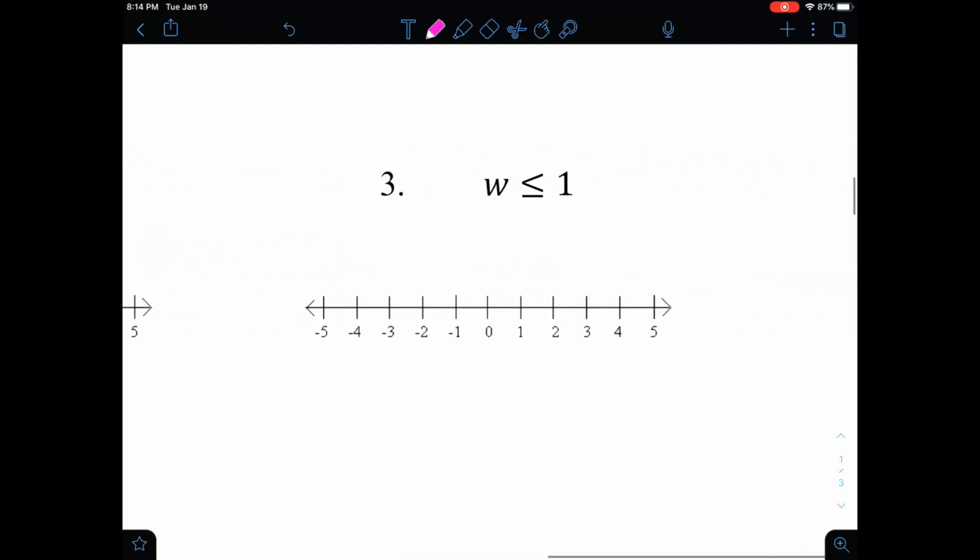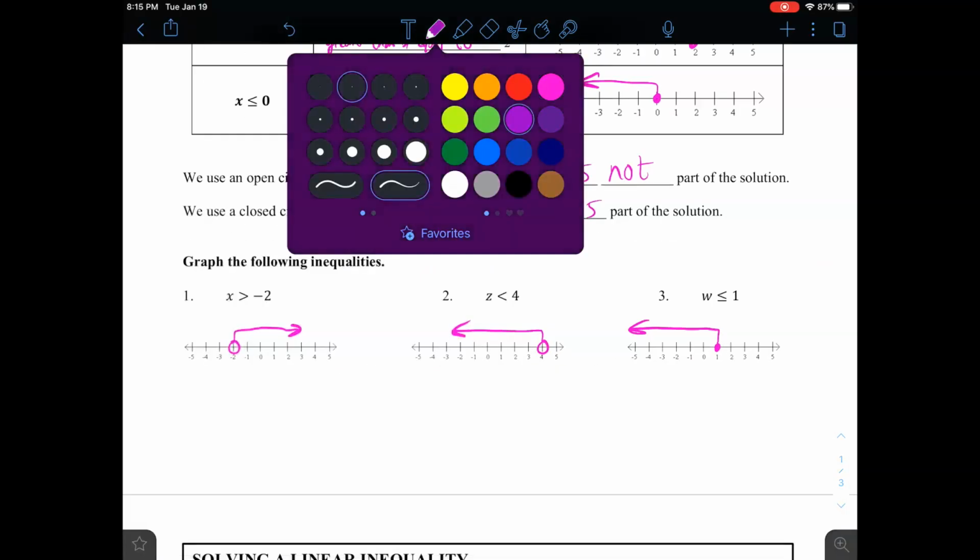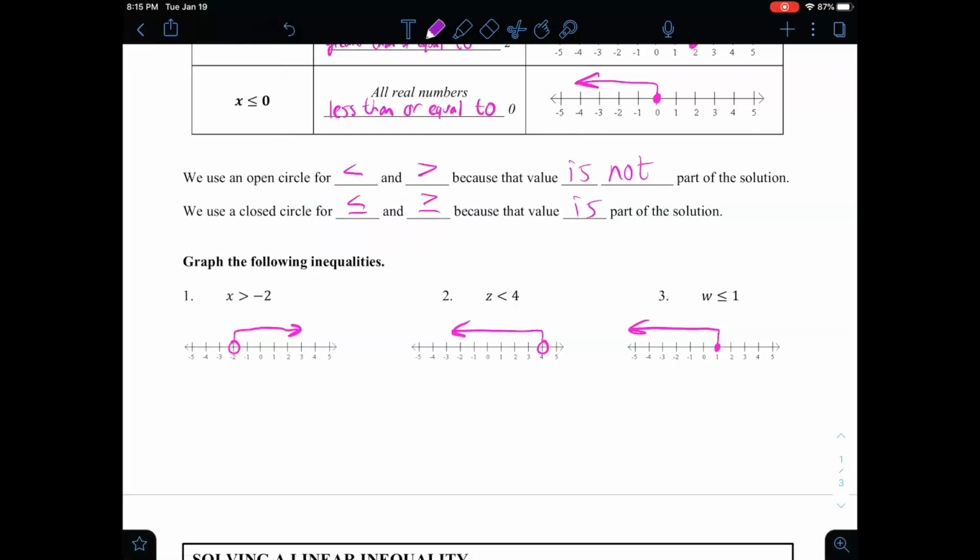Number 3, W is less than or equal to 1, open or closed circle? It's going to be a closed circle, and we're going to shade which direction? To the left, because it's less than or equal to 1. These numbers are less than or equal to 1. These ones are not, so we're going to shade toward the true side. All right, good job. Let's keep moving along here.